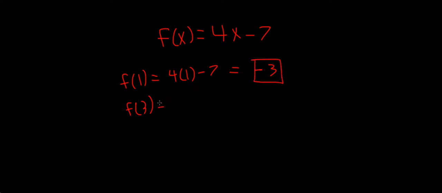So f of 3. So now we replace everywhere we see an x with a 3. So we do 4 times 3 minus 7. So 4 times 3 is 12. 12 minus 7, that is 5.